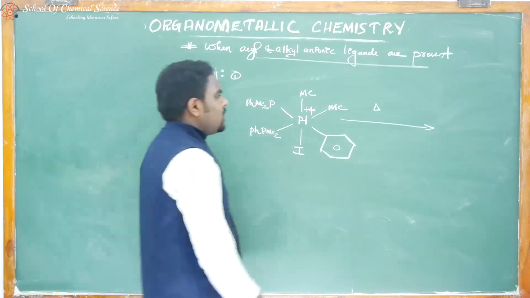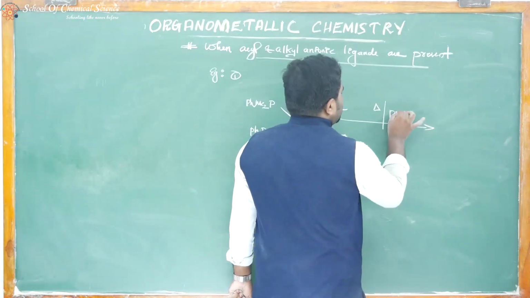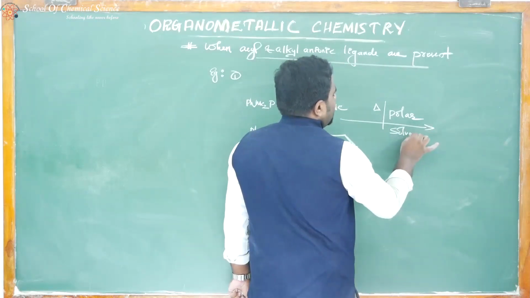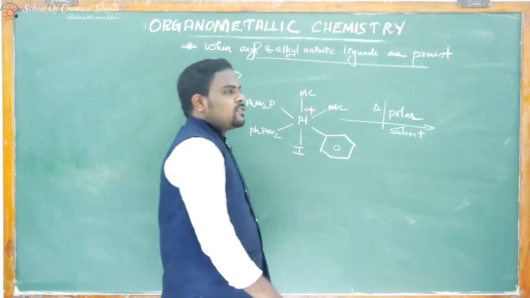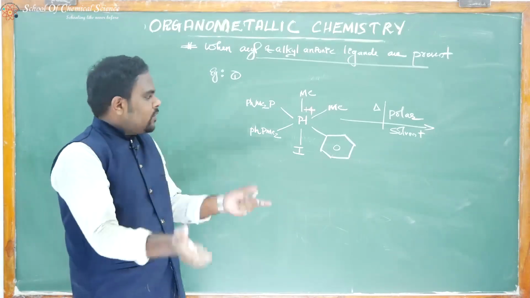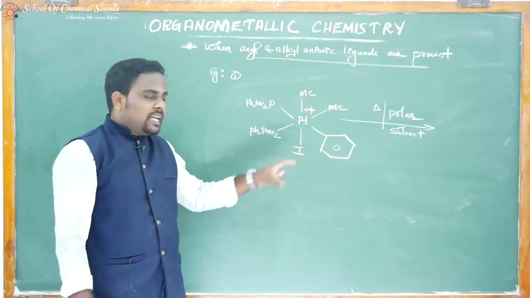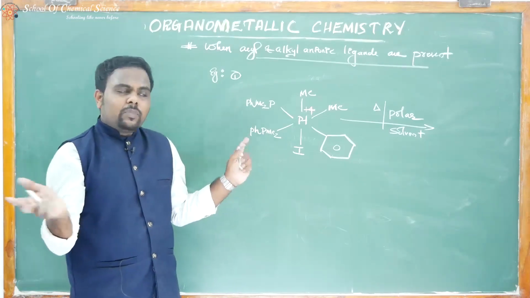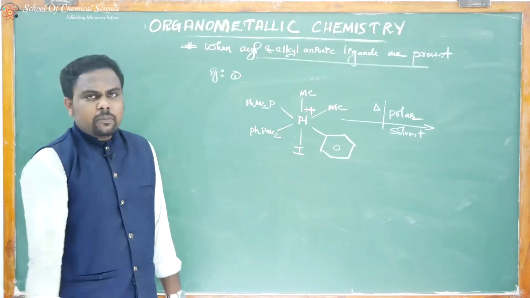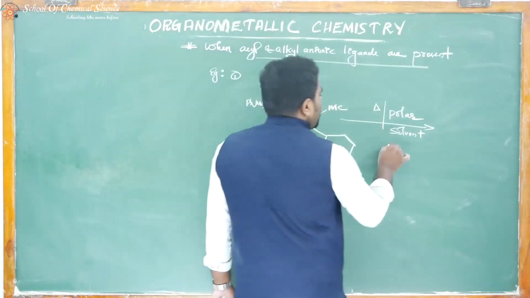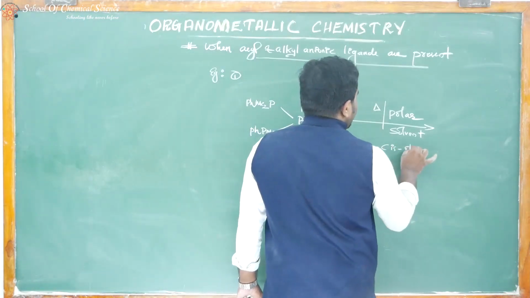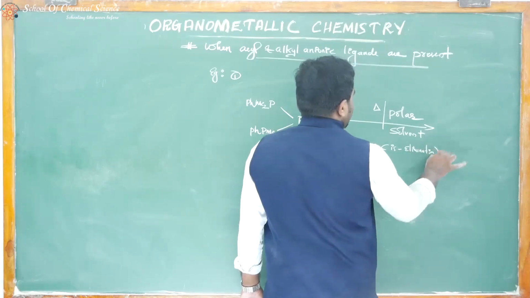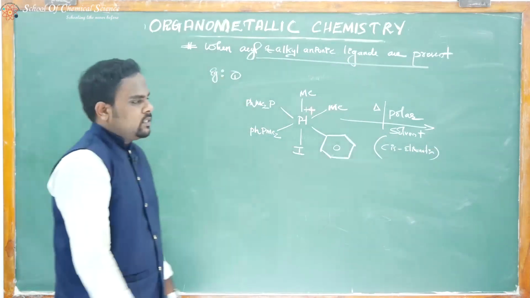But I am using a polar solvent. Heating in the presence of a polar solvent. In the presence of polar solvent, what takes place? The eliminated I minus is solvated, so SN2 attack does not take place. Usual cis elimination takes place. In the presence of polar solvent, cis elimination takes place, not trans elimination, the usual product.